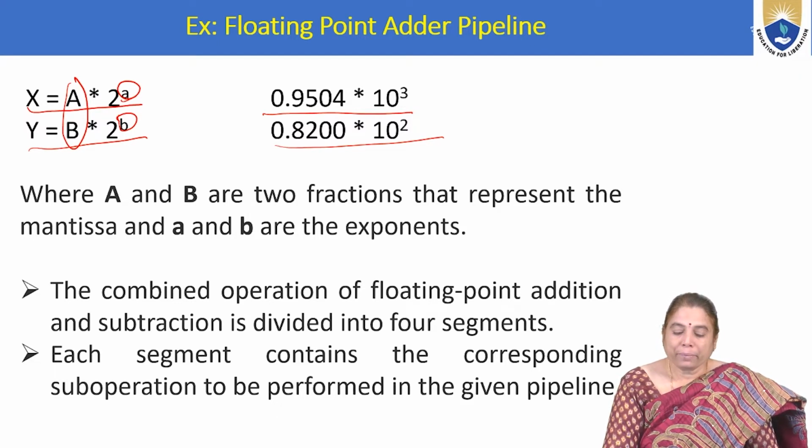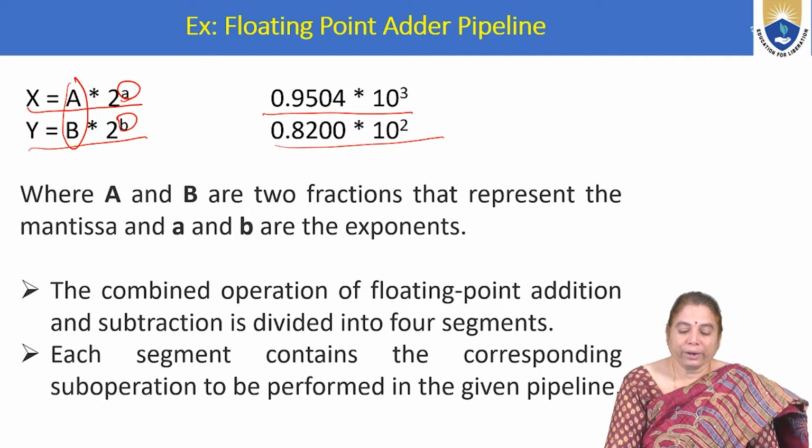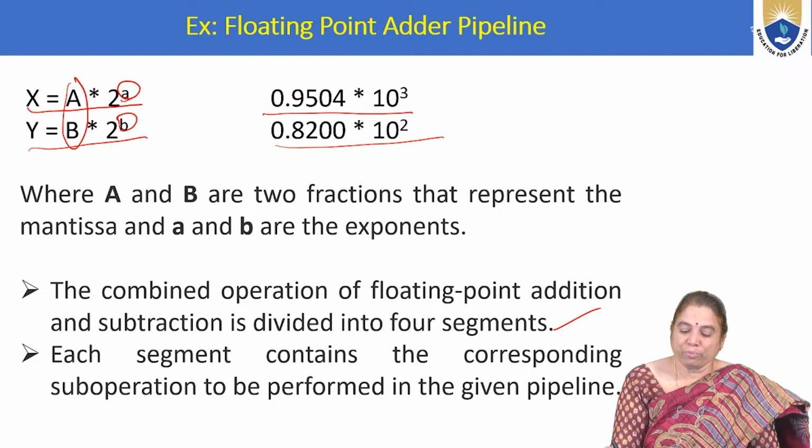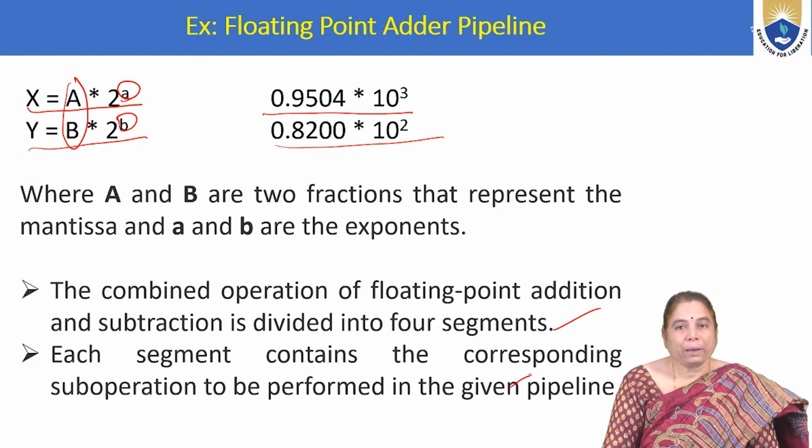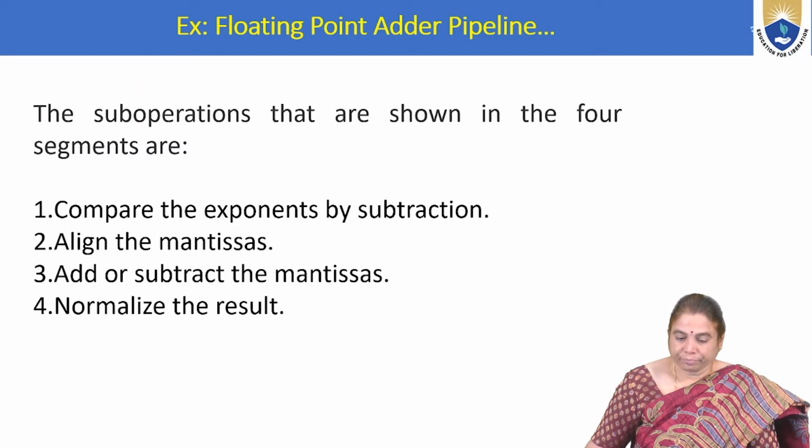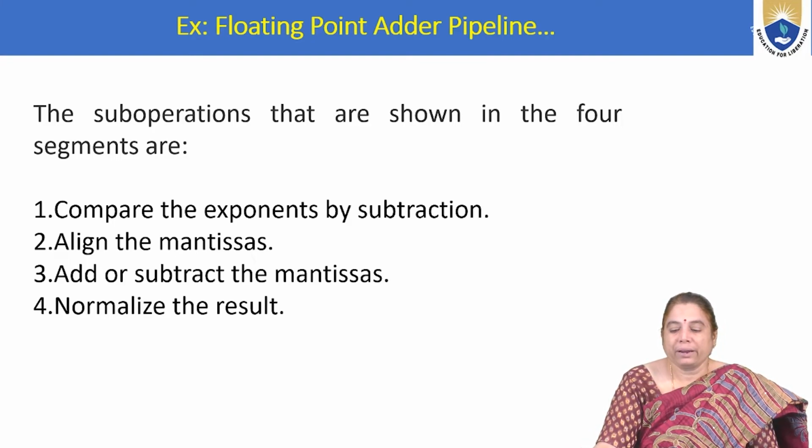So the combined operations of floating point addition and subtraction are divided into 4 segment operations. Each arithmetic operation can be divided into small pieces, and each segment contains the corresponding sub operations to be performed in the given pipeline. So how can these major tasks be divided into 4 segment operations? What are those 4 segments?